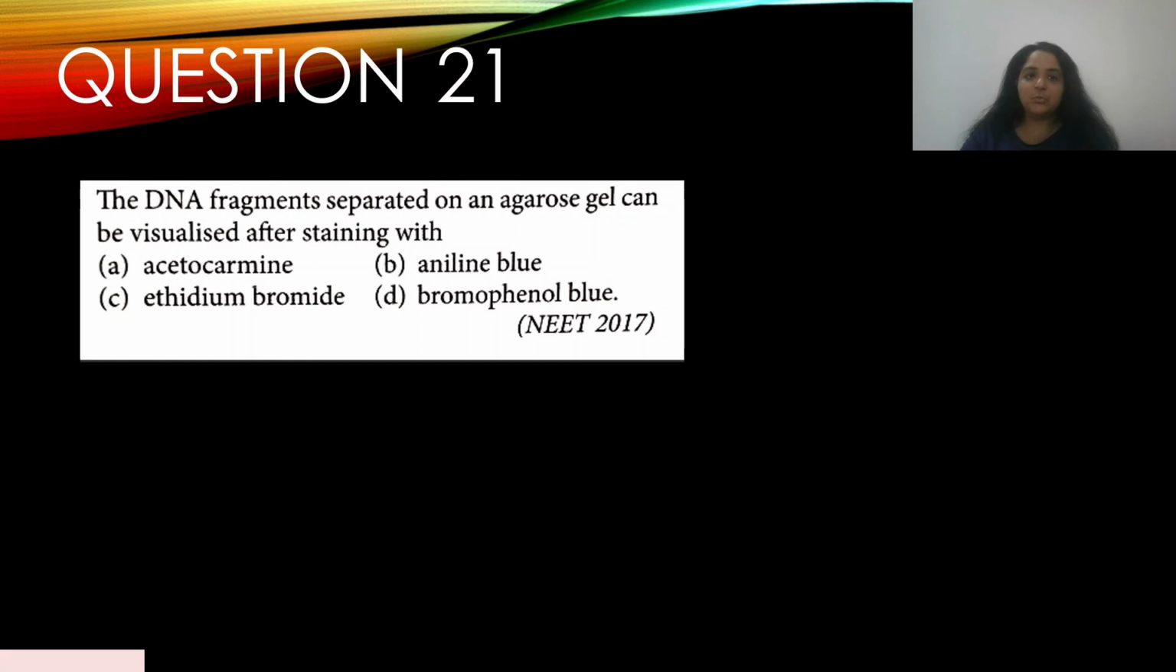Question number 21. The DNA fragments separated on an agarose gel can be visualized after staining with, this appeared in NEET 2017. A. Acetocarmine, B. Aniline blue, C. Ethidium bromide, D. Bromophenol blue. So we already discussed this, C. Ethidium bromide. Answer is C.